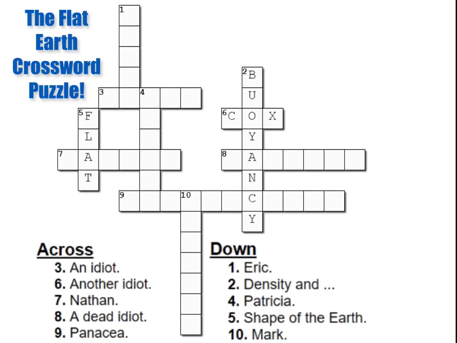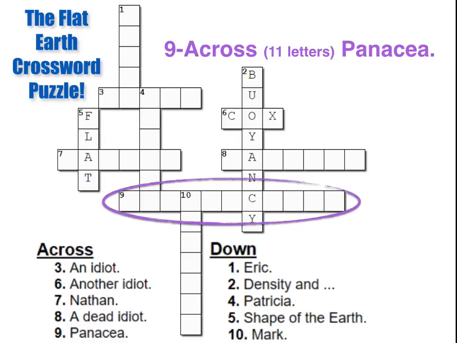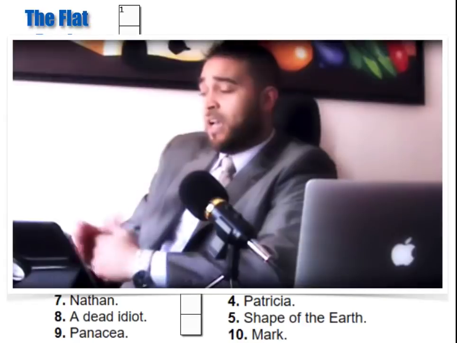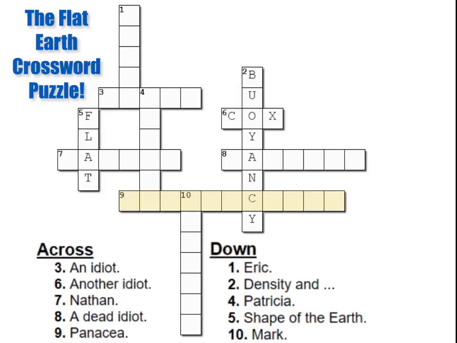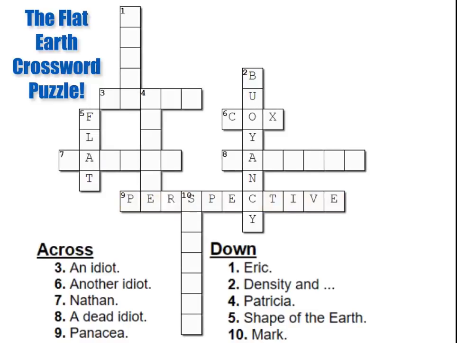Now I feel kind of bad that you've lost 3 points in a row, so maybe you can help me out a little bit here. I was doing this flat earth crossword puzzle, and I just don't think like a flat earther, so I don't really have the mindset. This one clue has really got me stumped. 9 across. It's an 11-letter word for panacea. I don't even know what that means. Could you help me out? And the flat earther will answer, "Perspective." Look, it fits.